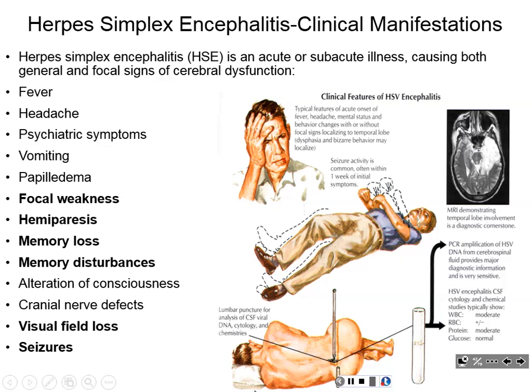Clinical manifestations, it's a central nervous system infection. This is going to be either acute or subacute with our triad. Fever, headache, maybe some papilledema, altered mental status, but because of the involvement of the temporal lobe, we're going to also see focal weaknesses, hemiparesis, memory loss, particularly of newly registered items, memory disturbances, visual field loss, and seizures that may have gustatory hallucinations associated with them.